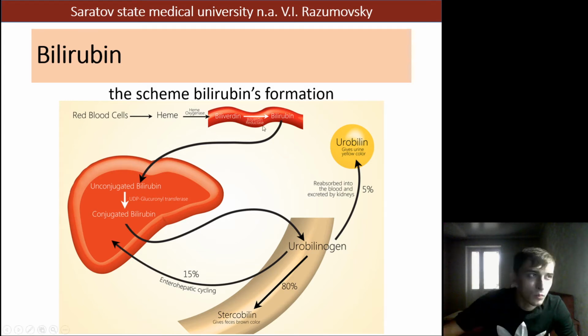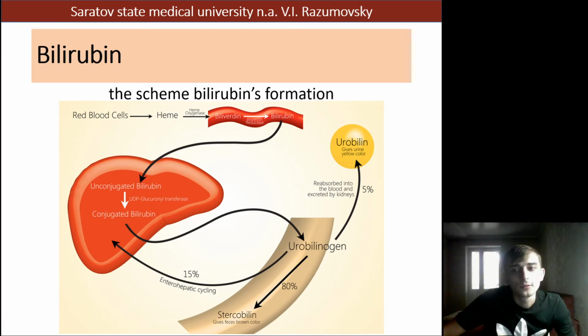Unconjugated bilirubin from blood vessels or spleen transports to the liver, and in the liver it goes to hepatocytes, and in hepatocytes it is transformed from unconjugated to conjugated bilirubin. And conjugated bilirubin will go to bile, to our intestinal tract, and to our urinary tract, and in our organs. So it's the normal formation of bilirubin.